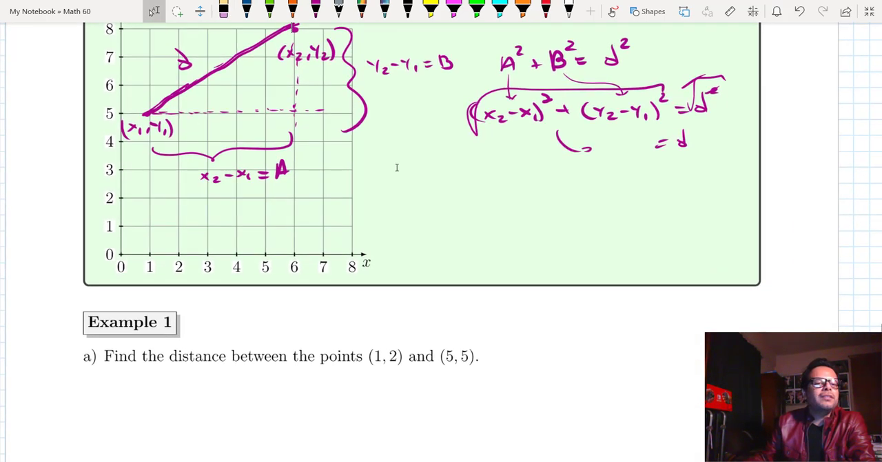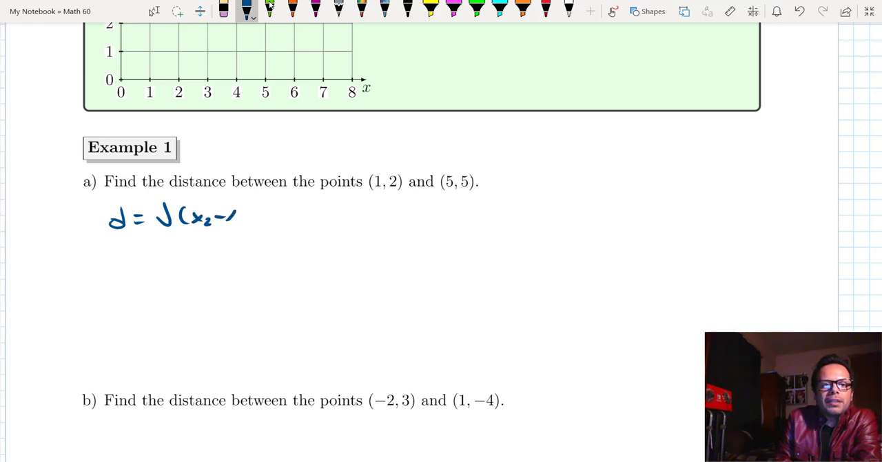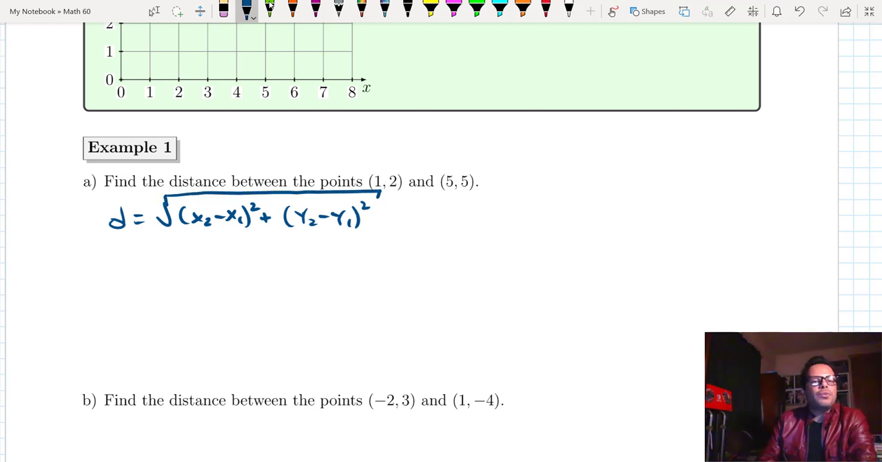Okay, so find the distance between the points 1, 2, and 5, 5. Let me write down the formula here again so we can refer to it. Well, actually, I'm going to write it on the example. So d equals the square root of x2 minus x1 squared plus y2 minus y1 quantity squared. Which one is x1? Which one is x2? Which one is y1? Which one is y2?